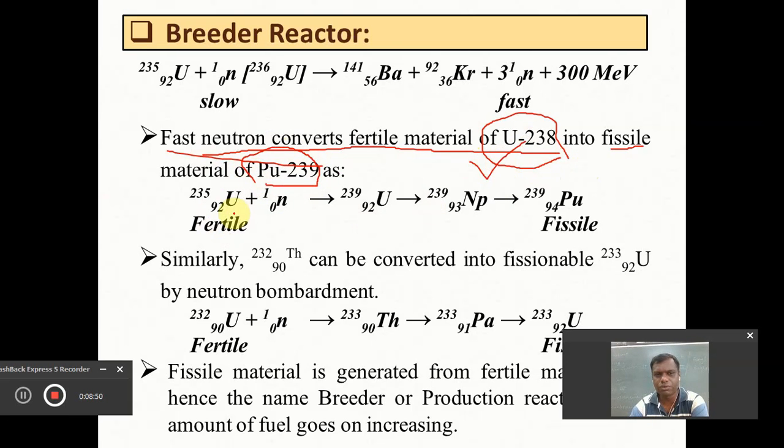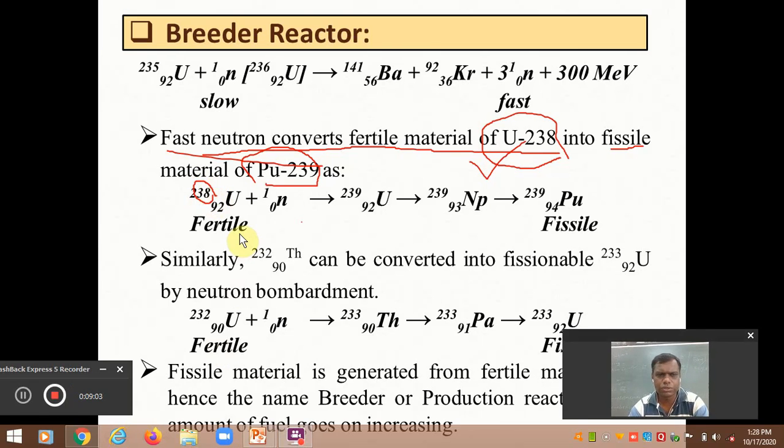So this fast neutron is bombarded on this uranium, it should be 238, I should make this correct. So this is uranium 238. When bombarded by a neutron, it will be converted into uranium 239. Later it will become neptunium, and finally it will be converted into fissile material, plutonium. It will undergo fission directly and produce a large amount of energy.